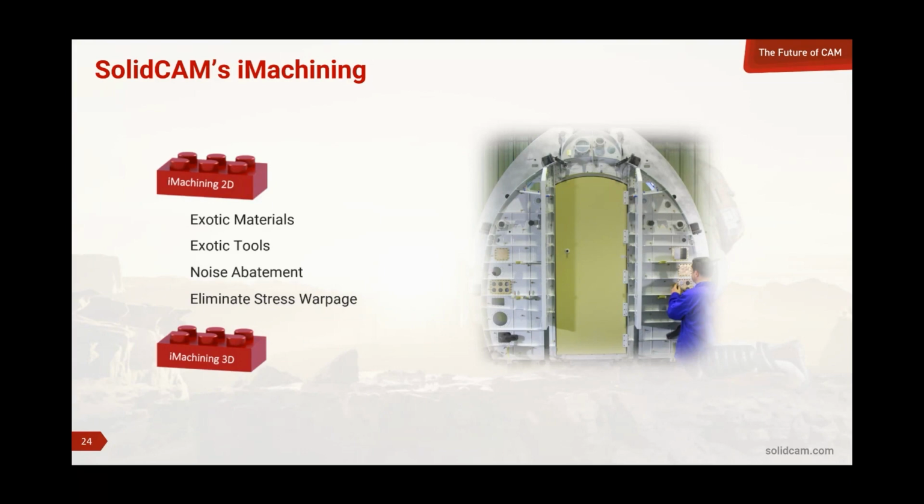Because again, we're not putting any linear force into the part. We're not creating any heat-induced stress into the part. And so, therefore, when we get done machining this and we unbolt it from the fixture, it remains almost completely neutral. And we have much less post-machining processing to do to get this part ready for assembly.